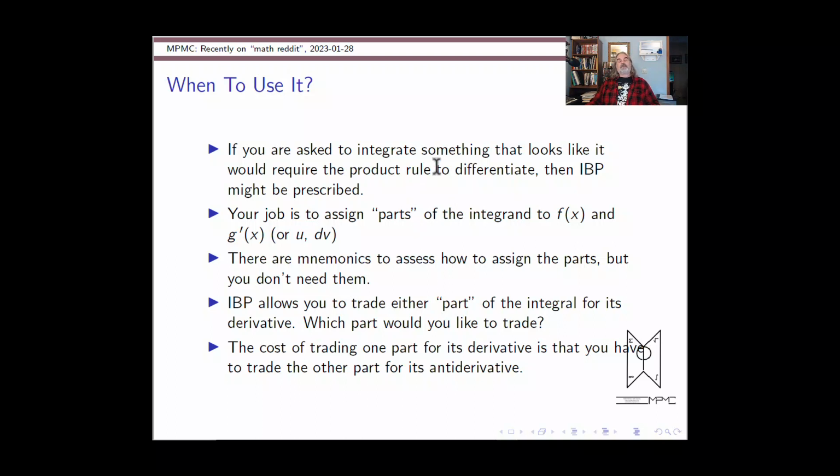Now the trade-off of being able to exchange one of the parts for its derivative is that the other part is going to get traded for its antiderivative. And so there's a war there, right?